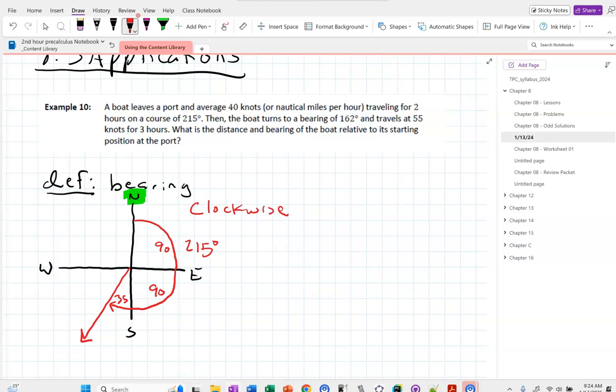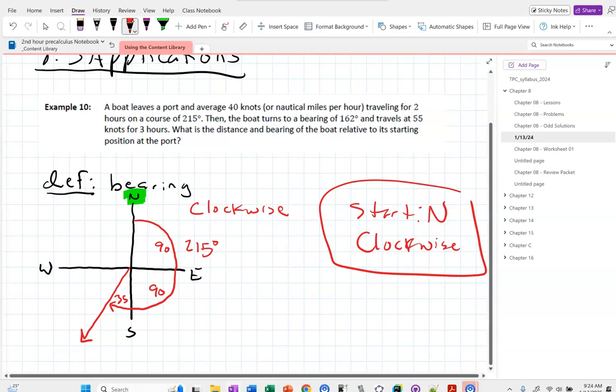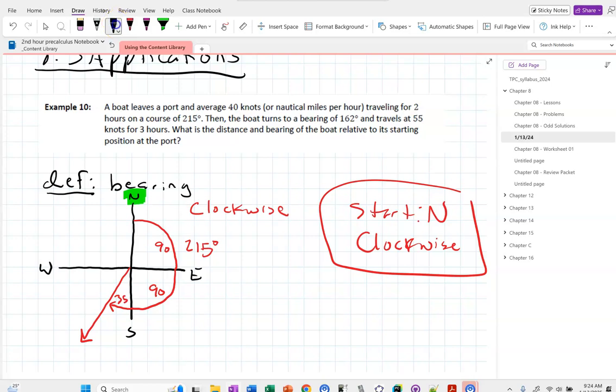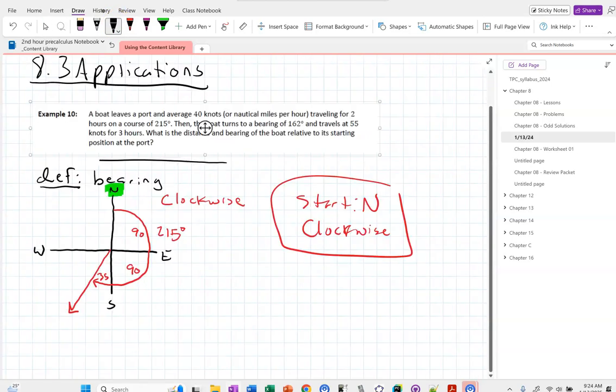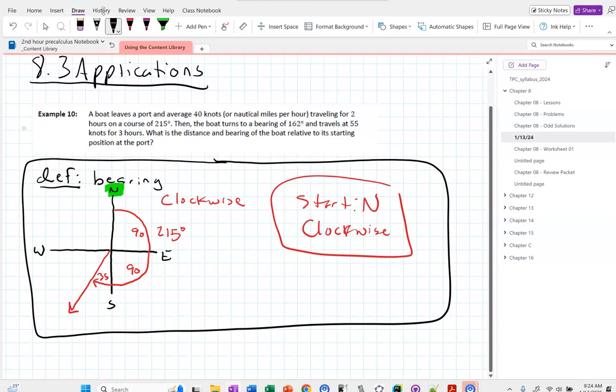Is everybody okay with this idea? So for bearings, we start at north, and we always go clockwise. That's just a little aside. Before I start the problem, we need to talk about what a bearing is and how to measure it. Okay, so far, so good?